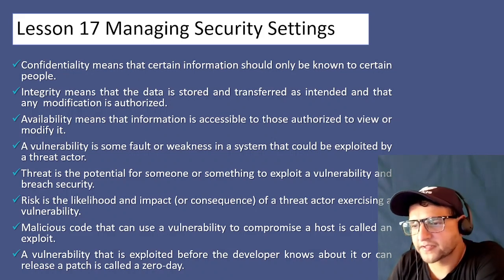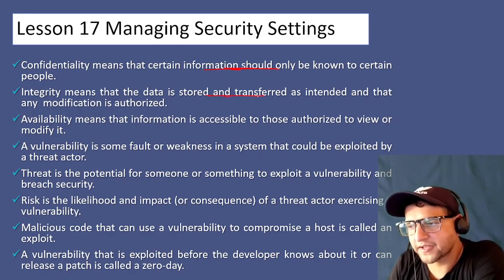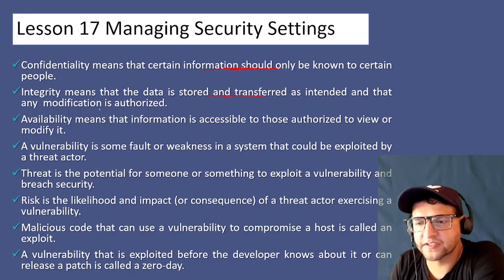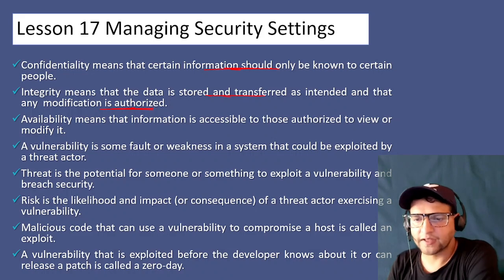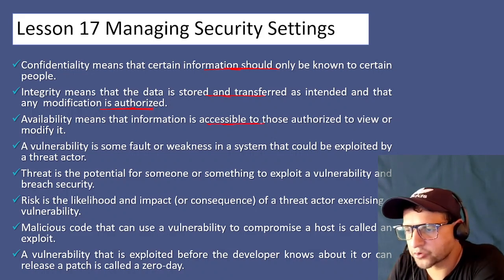Confidentiality means that certain information should only be known to certain people. Integrity means that data is stored and transferred as intended and that any modification is authorized. We need to prevent unauthorized modification. Availability means information is accessible to those authorized to view or modify it.